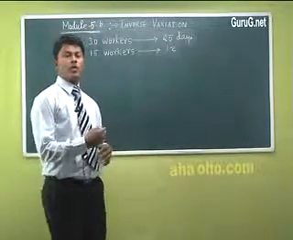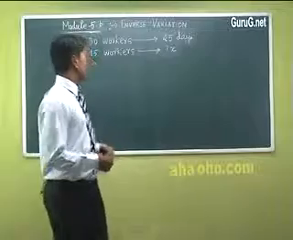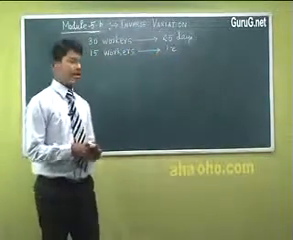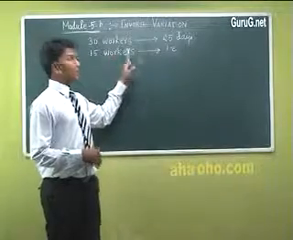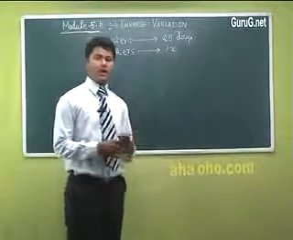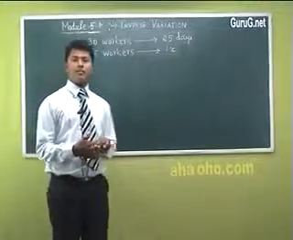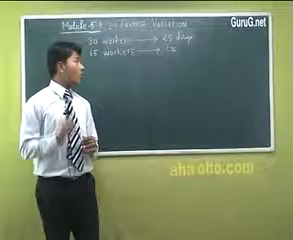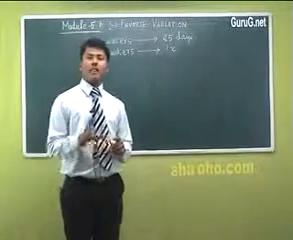So similar to the problems in direct variation, we have a problem here. If 30 workers can complete a job in 25 days, how many days will it require for 15 workers to complete the same job? Is the question here.